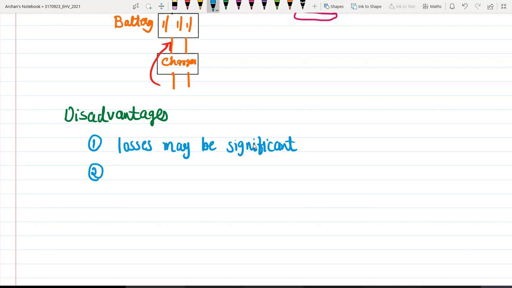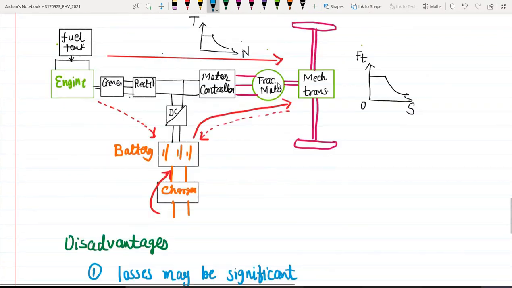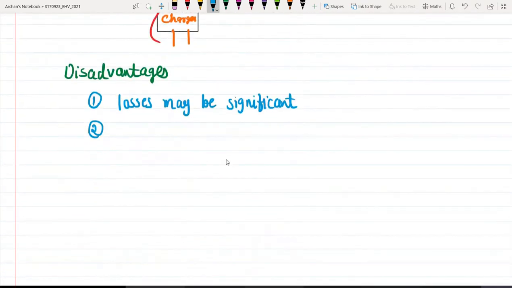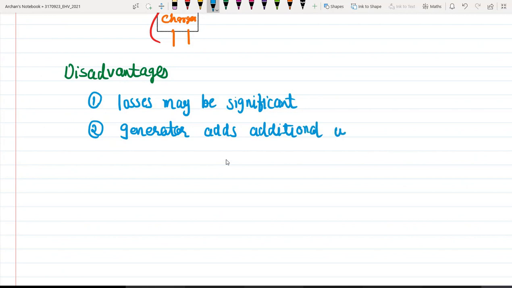Second, we talk about the generator. We are using the generator, and whenever you add the generator along with the traction motor, it adds up additional weight as well as cost. So the generator adds additional weight and cost.